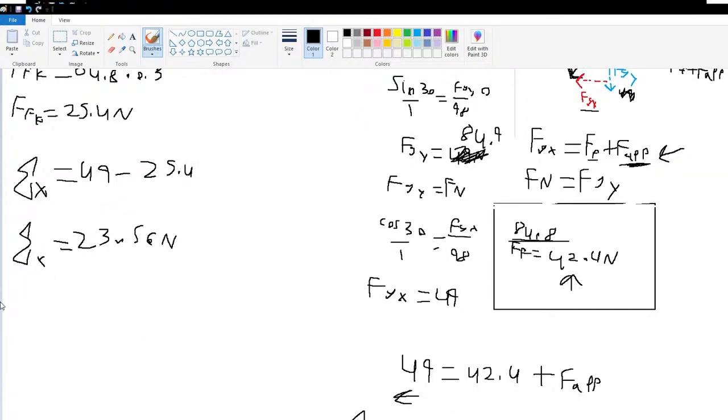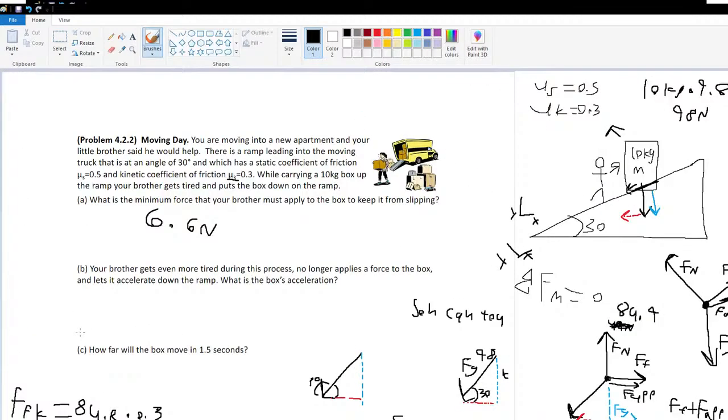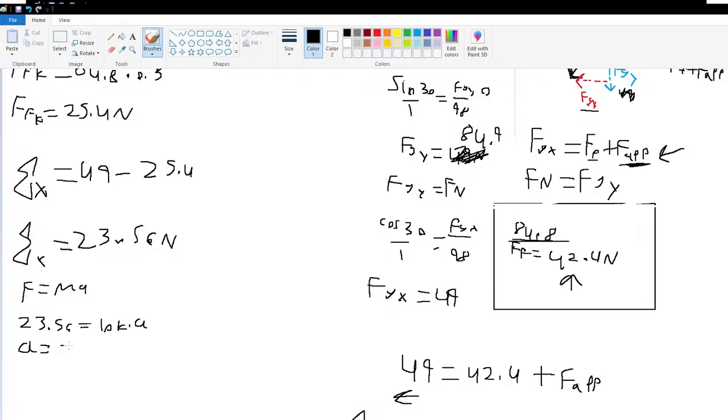Hopping on good old Newton's second law, F equals ma, right? We know our net force is 23.56 equals mass, 10 kilograms, times acceleration. So we divide that by 10, and that tells us our acceleration is going to be equal to 2.36 meters per second squared. Let me make sure I did that correctly. Yeah, I did that close enough to correctly.